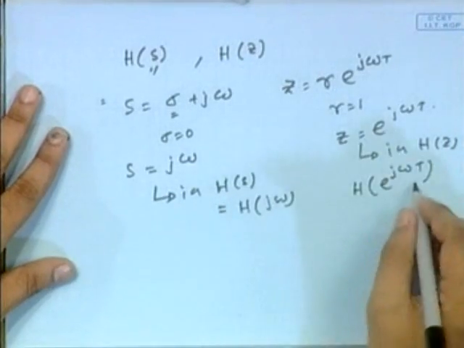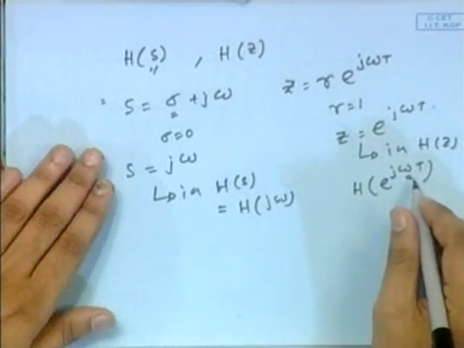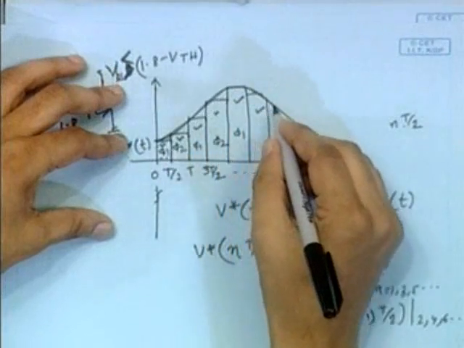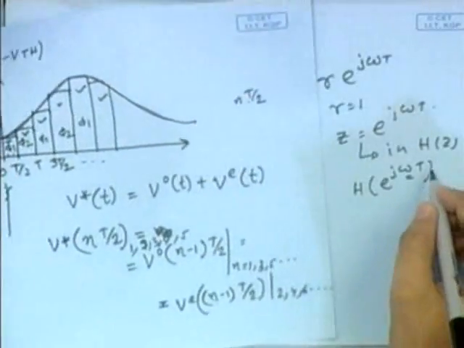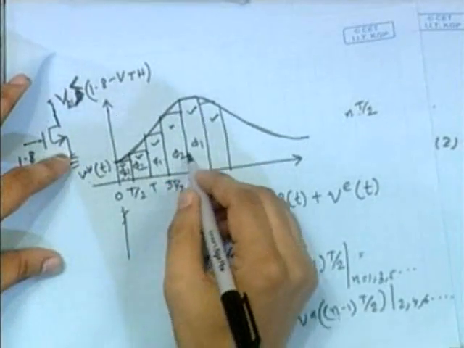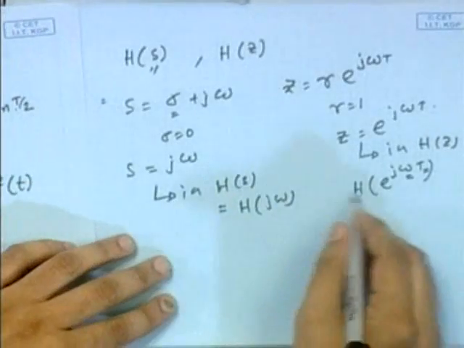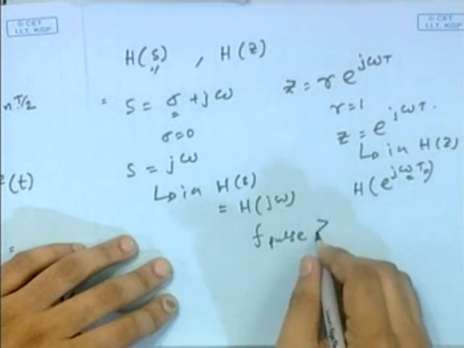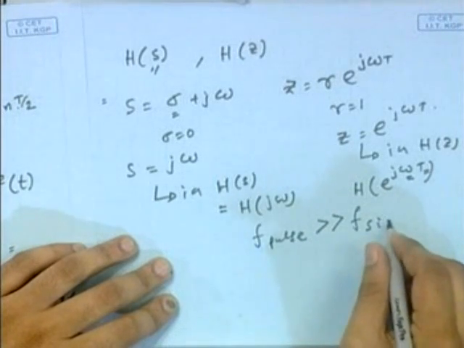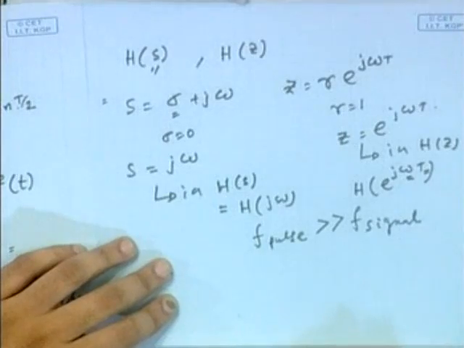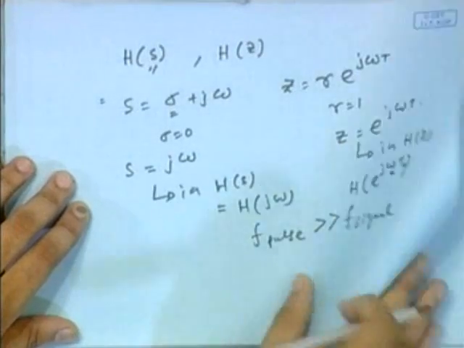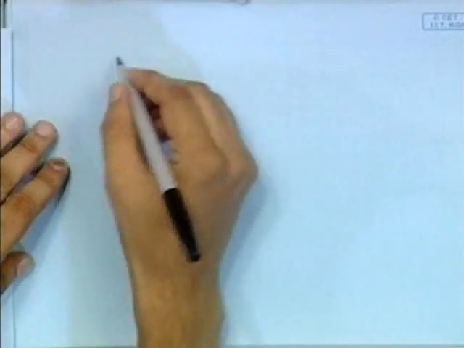Now this omega is the frequency of the input signal, and this T is the time period of these small pulses. So we are considering that the frequency of the pulse is very much greater than the frequency of the signal. We are considering this, so now we can have a nice approximation.